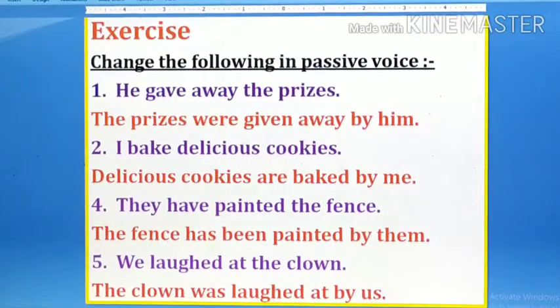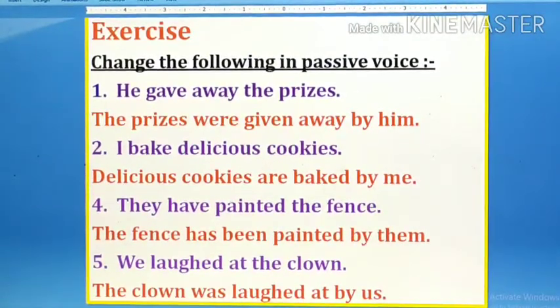Now next is I bake cookies. Here bake is in the present. So I will make the passive in present form. That means one auxiliary is used and the V3 form. See, delicious cookies is the subject, that is a plural form. Are is used here as the auxiliary, baked by me. They have painted the fence. The fence has been painted by them.